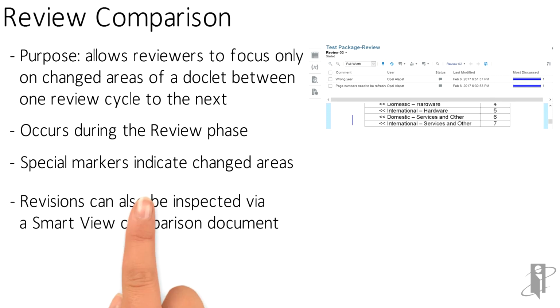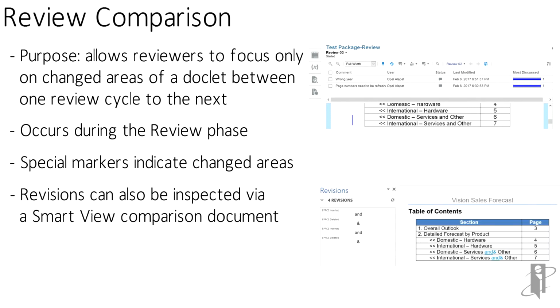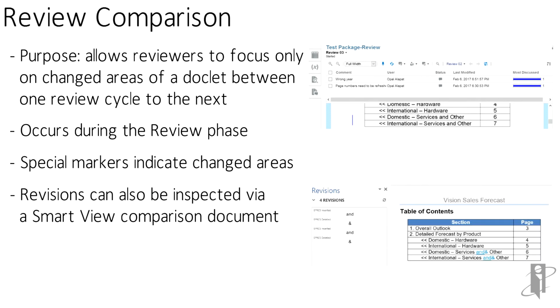In addition, if they wish to see a detailed list of those revisions, they can select another button, which will then generate a Smart Review comparison document that highlights all the different revisions through the reviewer feature of Word.